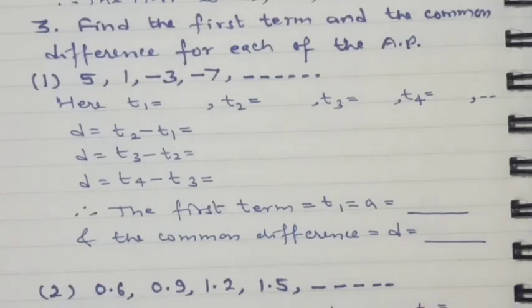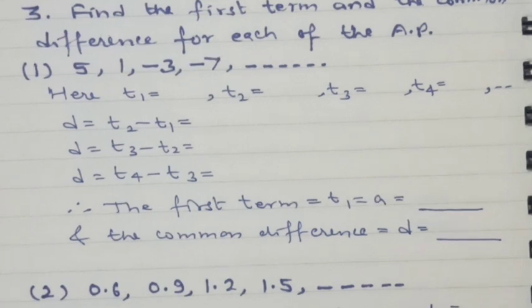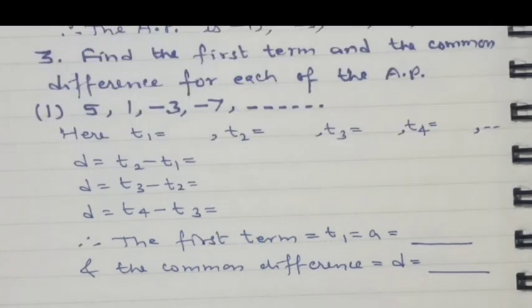Let's go to the third question. Find the first term and the common difference for each of the AP. My dear student, here it is directly given that the given sequence is an AP, so you don't have to worry. You take any two consecutive terms and find the difference. That will be your common difference. But just to confirm the common difference, I'm finding out the differences between many consecutive terms.